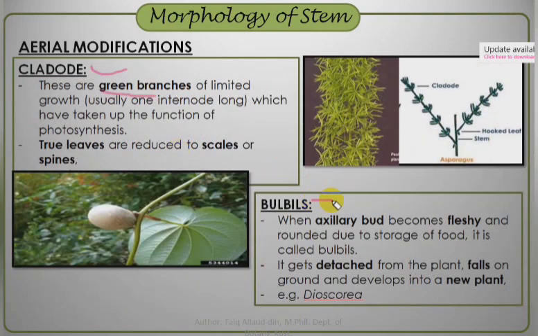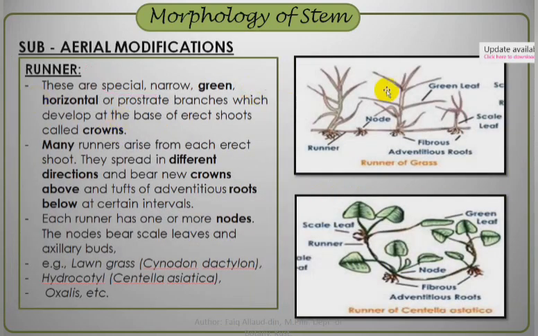Modified orbital bulbs are not so important, but you can study them and remember some important points about this type of stem. So the third form of the stem is the subaerial stem. Now a subaerial stem is not completely above the surface, and it is not completely below the surface. It is partly above the soil and partly below the soil. That is why it is known as the subaerial modification of the stem.